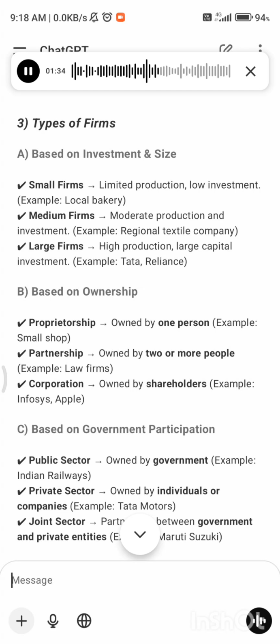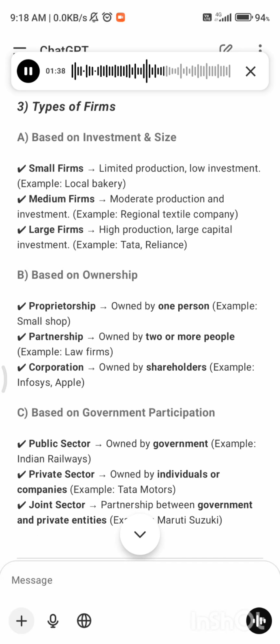B. Based on ownership. Proprietorship, owned by one person, example, small shop. Partnership, owned by 2 or more people, example, law firms. Corporation, owned by shareholders, example, Infosys, Apple.